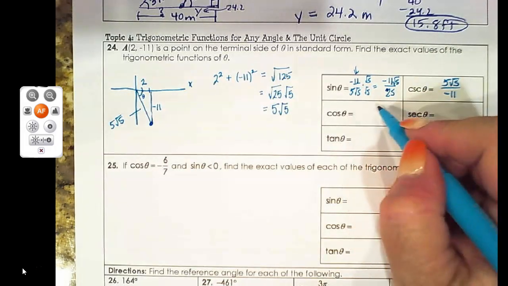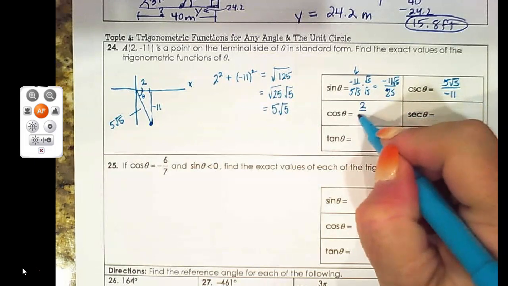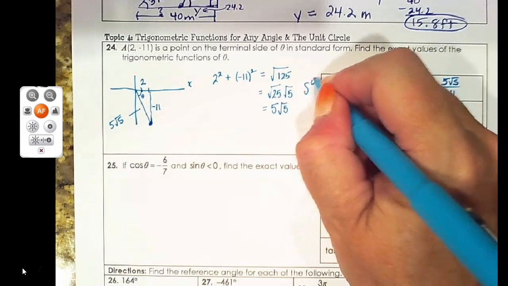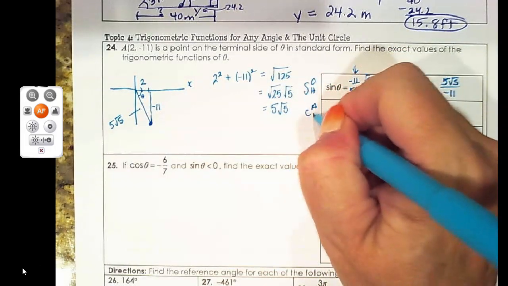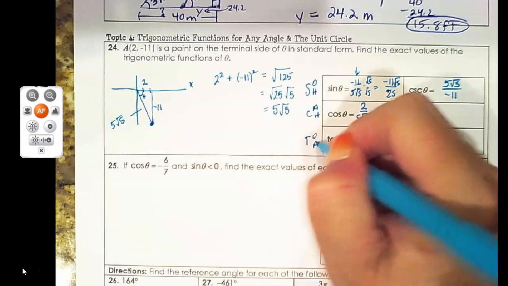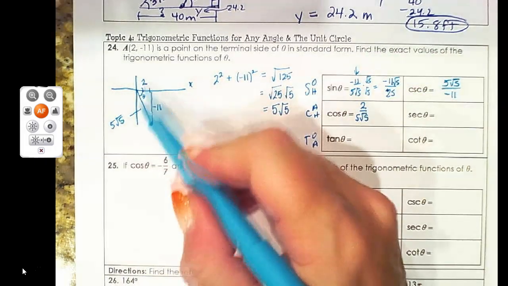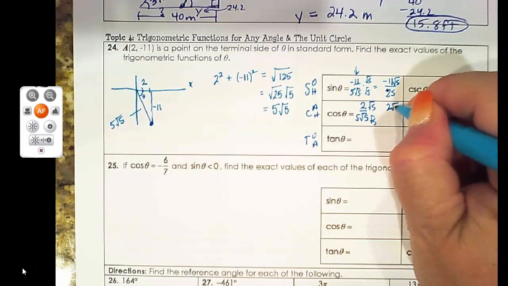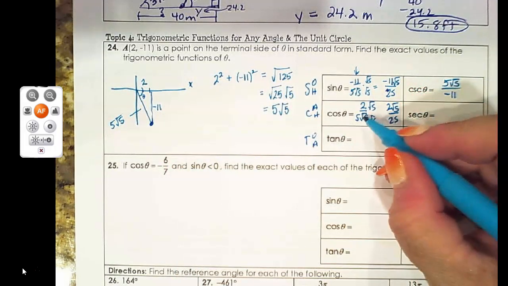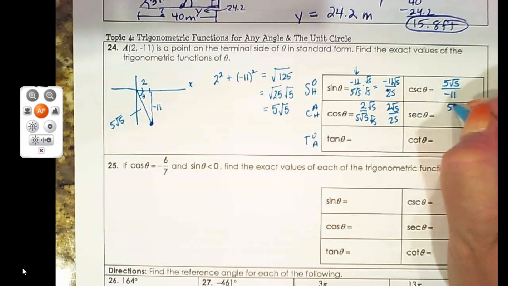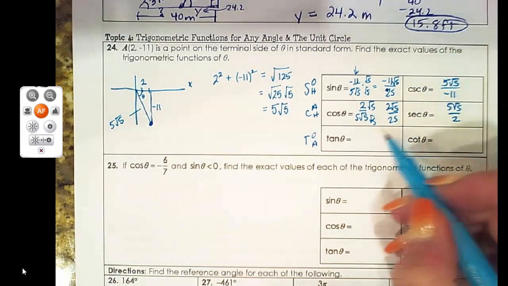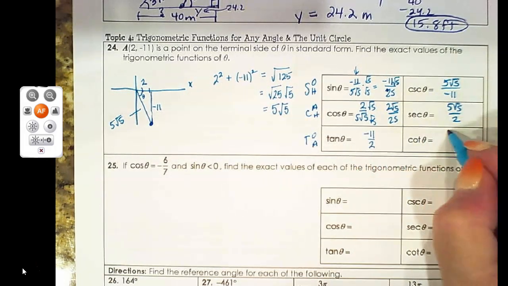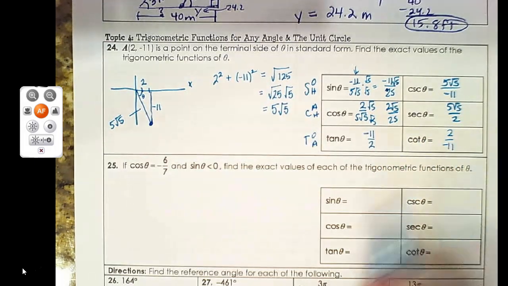Then for cosine, I'm going to do 2 over 5 radical 5. That's SOH CAH TOA, so adjacent over hypotenuse, so that's 2 over 5 radical 5. Rationalize, I get 2 radical 5 over 25. And then I'm going to flip-flop and get 5 radical 5 over 2. Tangent is opposite over adjacent, so that's -11 over 2, and cotangent is 2 over -11.